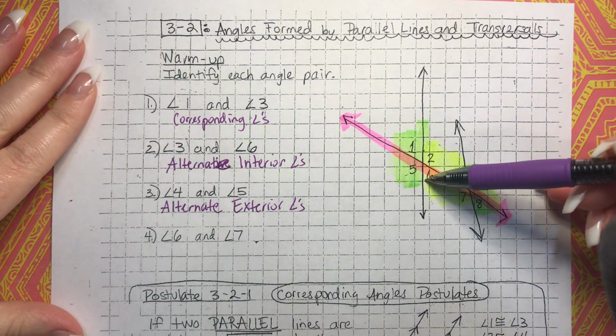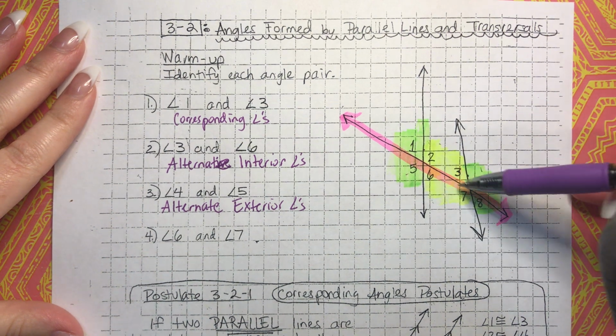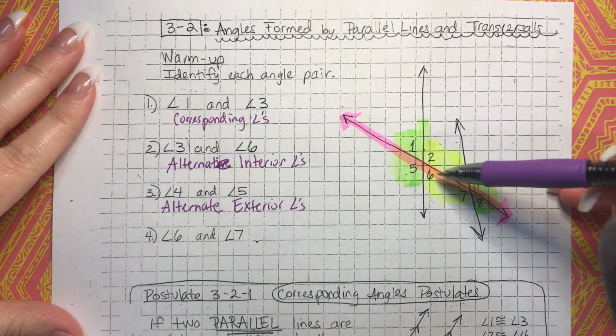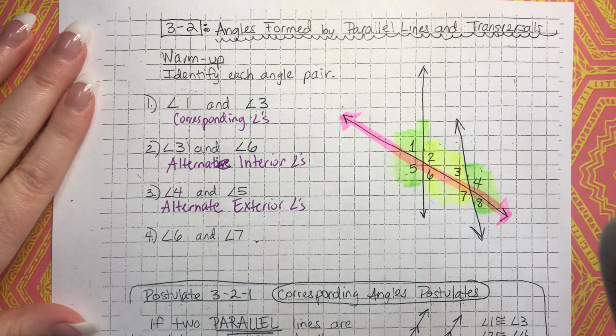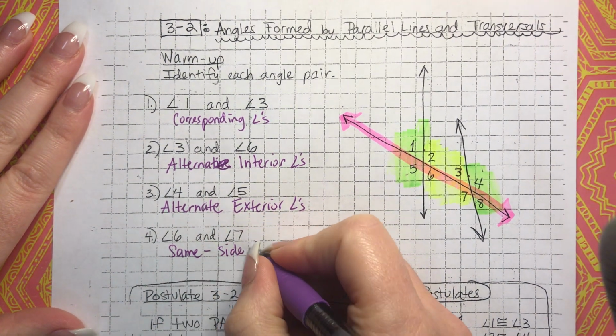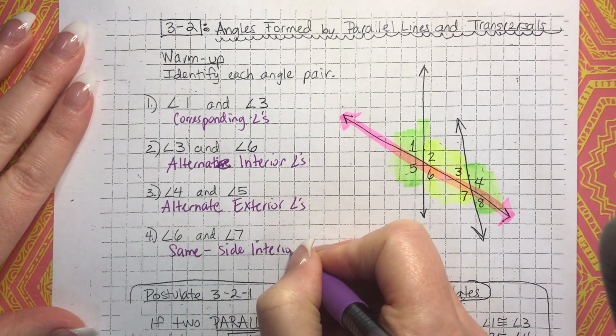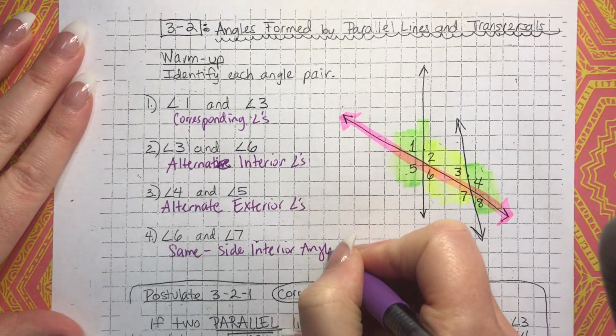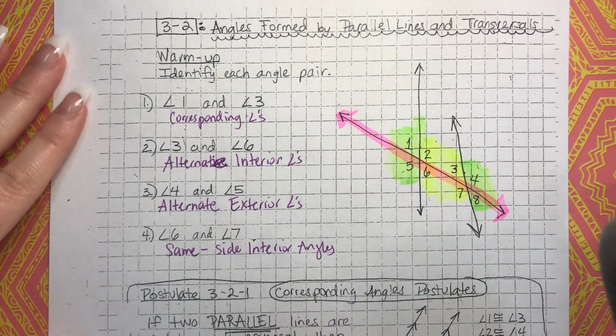And lastly, 6 and 7. They are interior angles, right? And they're on the same side as the transversal. So they are same side interior angles. Okay, and this is where the fun begins.